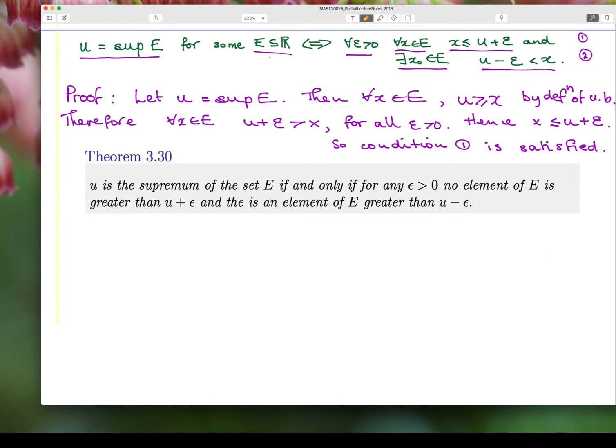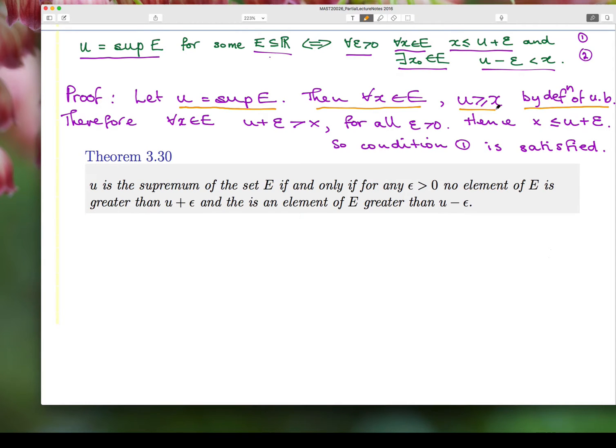So let's start with the forward proof. We're going to start off assuming that U is equal to the supremum of our set E, and we're going to look at any element x of E. It's true that in this case U is greater than or equal to x because we've already assumed that U is the supremum of E. So the fact that U is greater than or equal to x comes directly from the definition of what it means to be an upper bound.